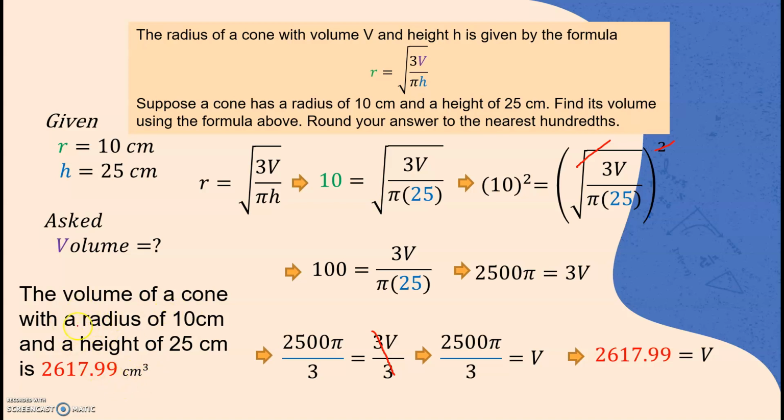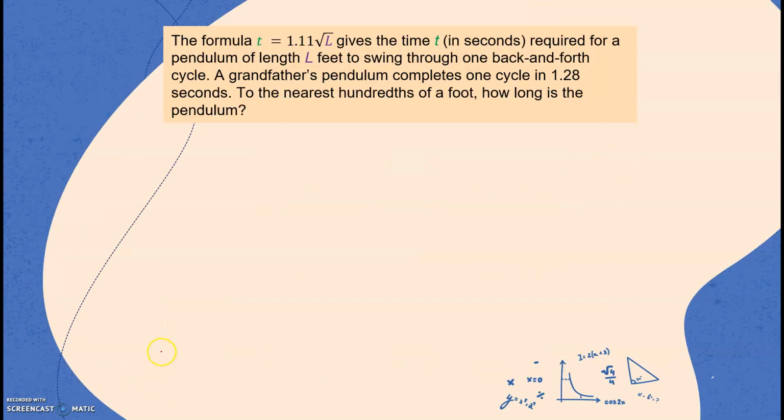So the volume of a cone with a radius of 10 cm and a height of 25 cm is 2,617.99 cubic centimeter. Okay, next.